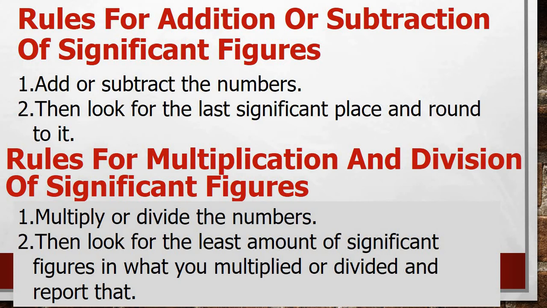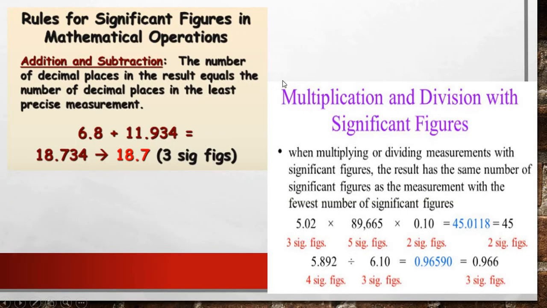The rules for multiplying and division: you basically just figure out how many significant figures each one has, and then that's all you can report as the smallest one. So if we look at this real quickly, for adding or subtracting, again giving you more examples, 6.8 plus 11.934. Go ahead and put it in your calculator and you get 18.734. But this one was only significant to 1 after the decimal, so I can only report to 1 after the decimal. So the 3 and the 4 drop because they're below 5, and I get 18.7. When I multiply, I have to look at how many significant figures each one that I'm multiplying has. This first one has 3, this one has 5, and this one has 2.